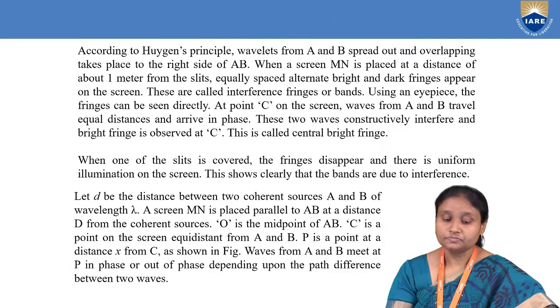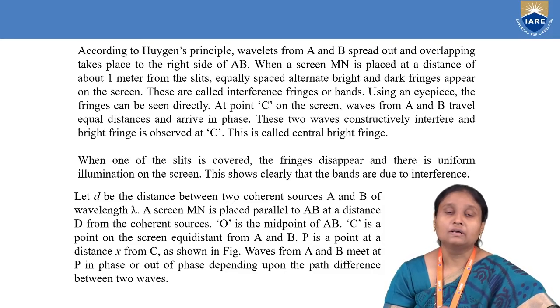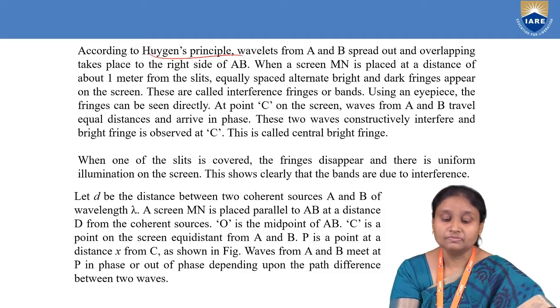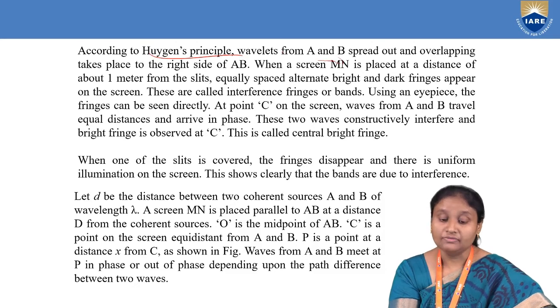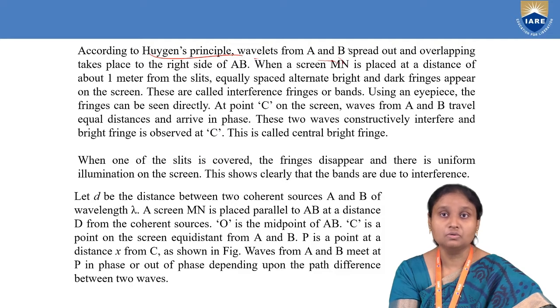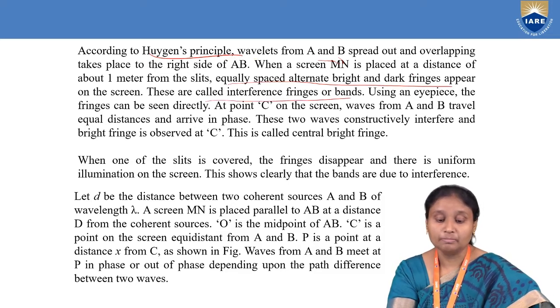Here one very important theory playing a main role in the interference pattern is Huygens principle. And we know what Huygens principle is. When we take these two virtual coherent sources A and B, the waves coming from them spread out and overlap with each other, and once they come onto the screen, because of their overlapping, they form equally spaced alternate bright and dark fringes, and these are nothing but the interference fringes or bands.